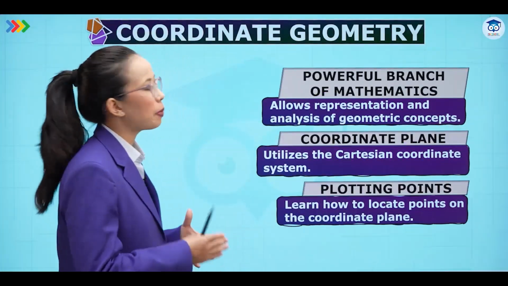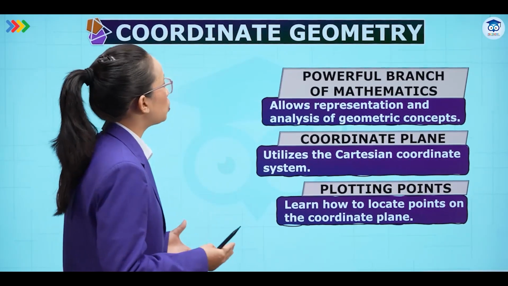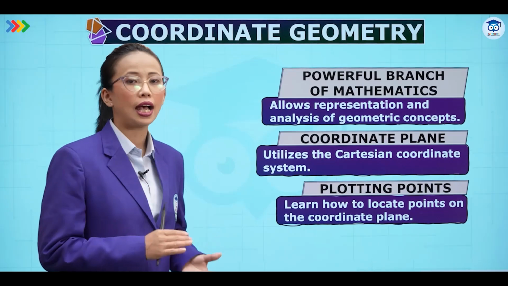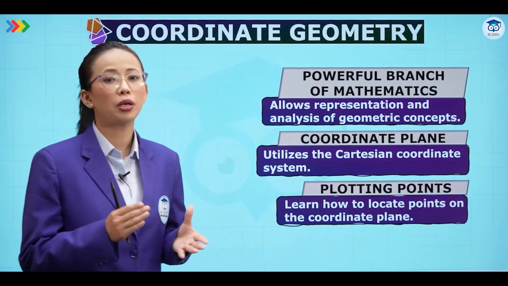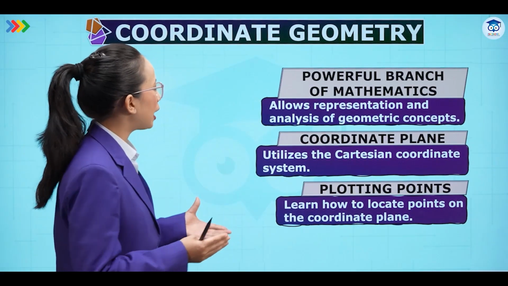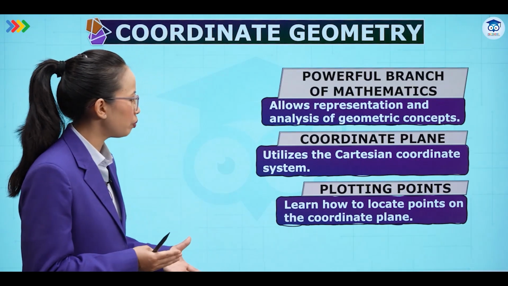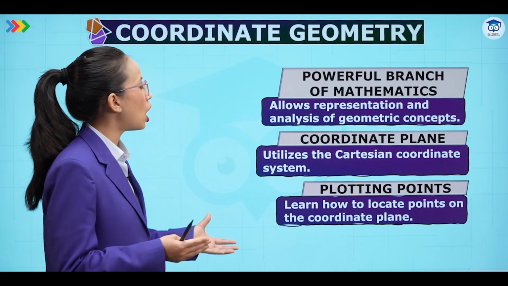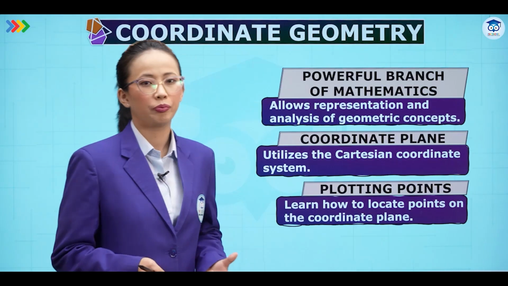Coordinate geometry is a powerful branch of mathematics. It deals with the representation and analysis of geometric concepts. Here we are going to deal with points and distance. For the coordinate plane, we are going to utilize the Cartesian coordinate system, and learn how to locate points on this Cartesian coordinate plane.